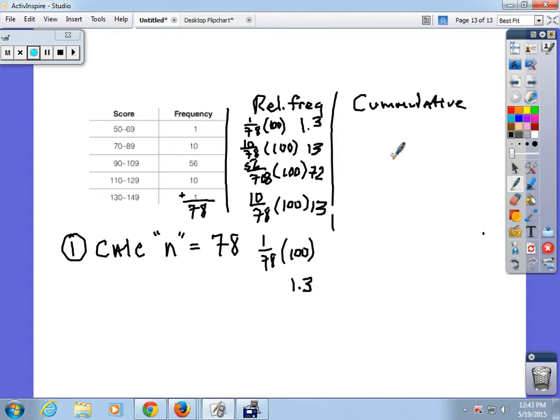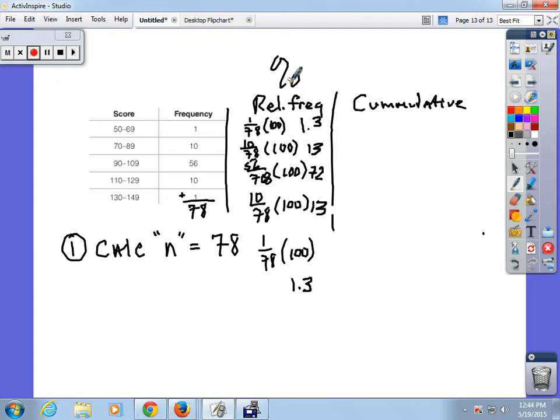Now you know how to find the relative frequency. Basically, you're finding the percentage. What percent is 1 out of the group? What percent is 10 out of the group? What percent is 56 out of the group? What percent is 10 out of the group? And what percent is 1 out of the group? Okay? And whatever the directions tell you, the directions will tell you. So relative frequency is a 25-cent word for percentage of the group.